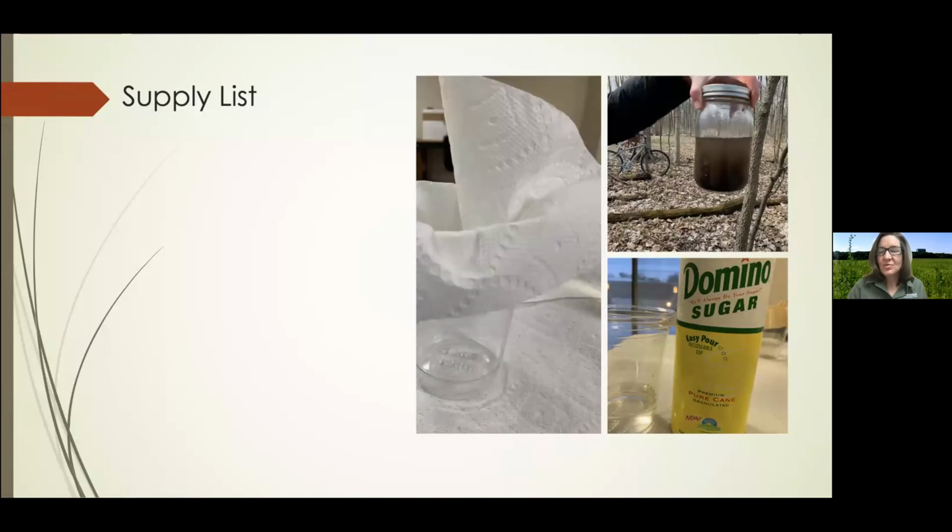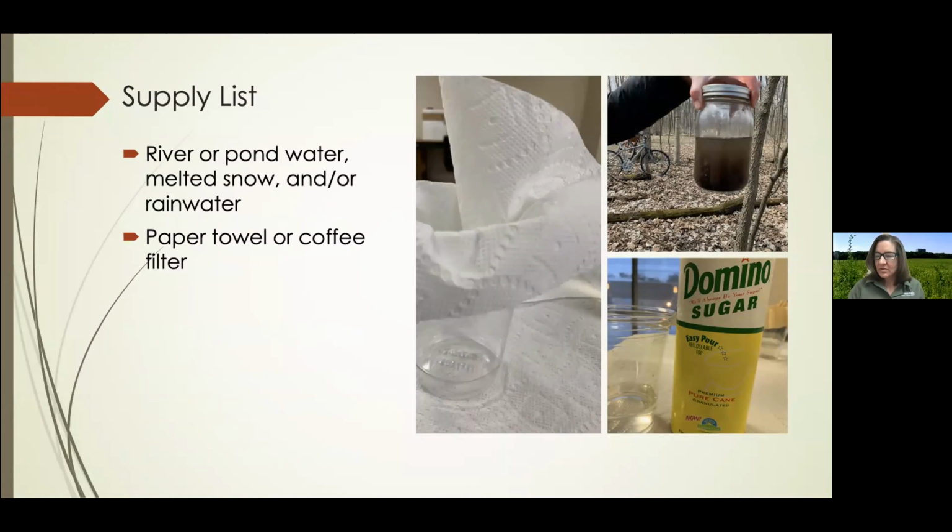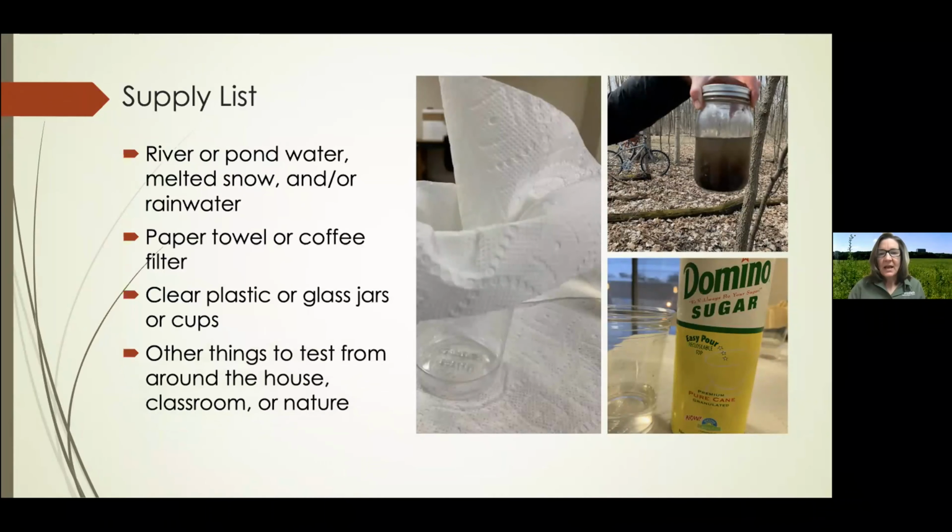Okay, so let's do some experiments with solubility, figuring out what dissolves in our water. For this experiment, you'll need, again, some water that you get from nature, a pond, river, lake, snow, rainwater, paper towels or coffee filters, clear plastic or glass jars or cups, and other things that you can find from around your house, classroom, or nature to test their solubility.